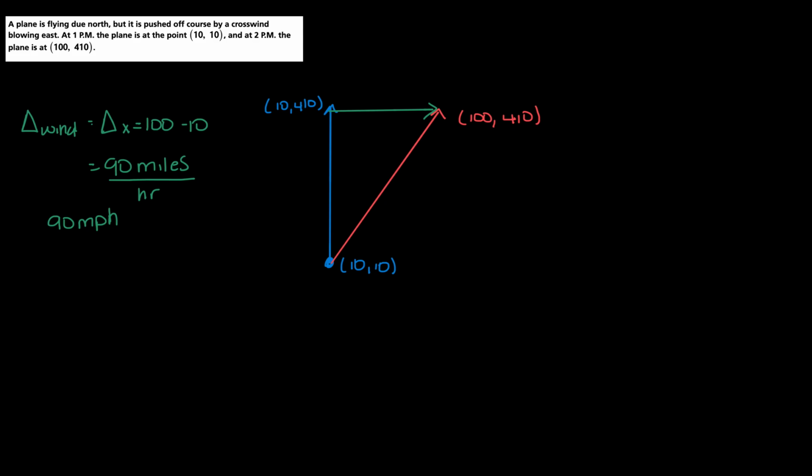So the wind was basically traveling 90 miles per hour, or 90 mph. Well, what about the plane engine? The plane engine is going to be my y. So the change in engine is equal to the change in y's, and in this case, it's 410 minus 10, or 400 miles. Now this does not tell me the speed of the engine. The speed of the engine is going to equal 400 miles divided by 1 hour, or 400 miles per hour.